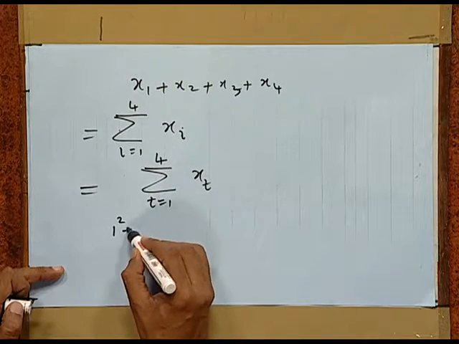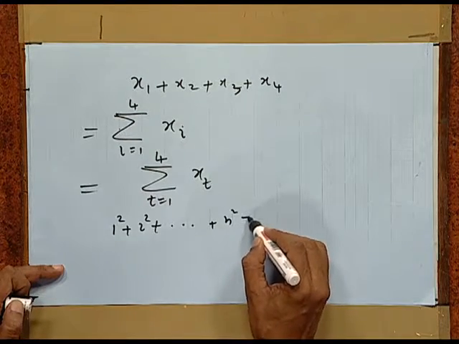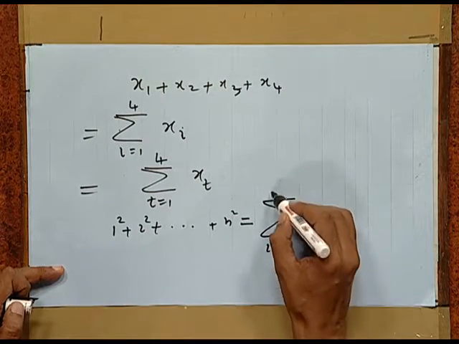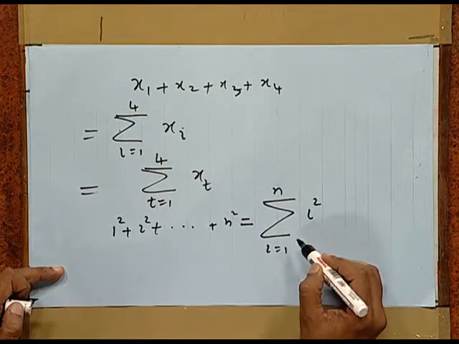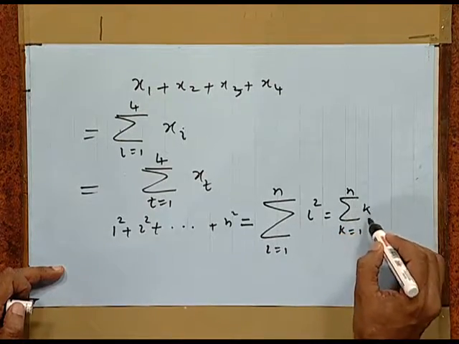In this way, if we write 1 square plus 2 square and so on up to n square, it is computed as sigma i square, i is 1 to n, or sigma k square, k is 1 to n. Now, these symbols are called dummy symbols or dummy suffix. So, with the help of this we can tackle problems of other kinds.